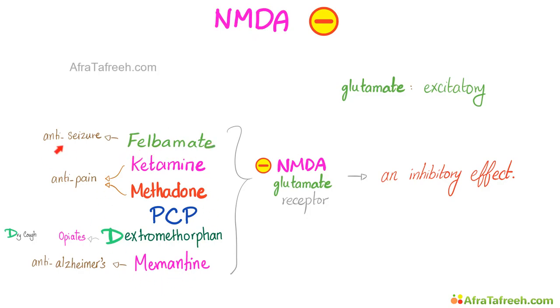Felbamate makes you calm down. It's an anti-seizure. Ketamine and methadone, they make you calm down. They are anti-pain. They are analgesics. PCP is different because it can make you crazy. It's a drug of abuse. Dextromethorphan is an opiate. We use dextromethorphan for dry cough. It's an antitussive medication. It makes your cough calm down because I inhibited glutamate. Memantine is anti-Alzheimer's, and we'll talk about that later.